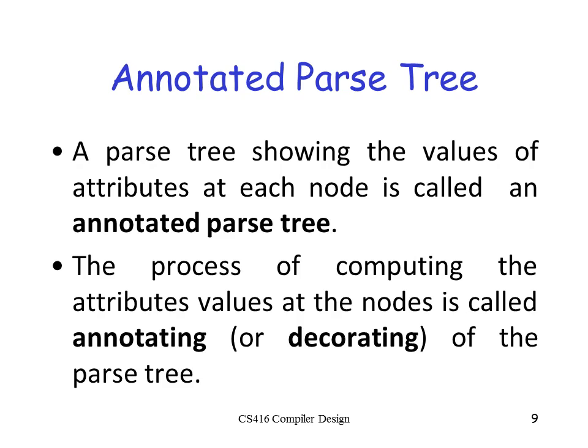Again, this slide shows the explanation of the annotated parse tree. A parse tree showing the values of attributes at each node is called an annotated parse tree. The process of computing the attribute values of the nodes is called annotating or decorating the parse tree. This is actually what we are expecting as the output of the semantic analysis phase.